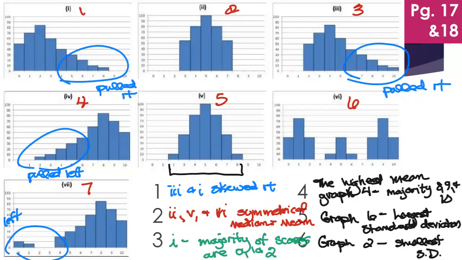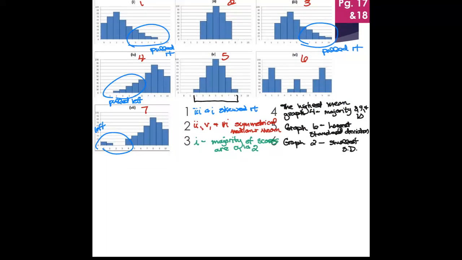Okay? Number 3. Did that go up any? Number 3 says it is graph 1. The majority of scores are 0, 1, and 2.